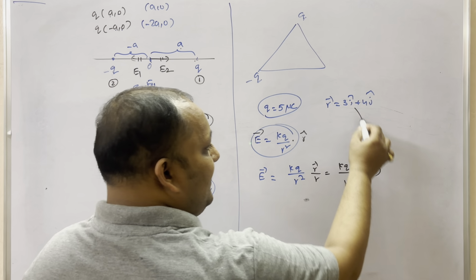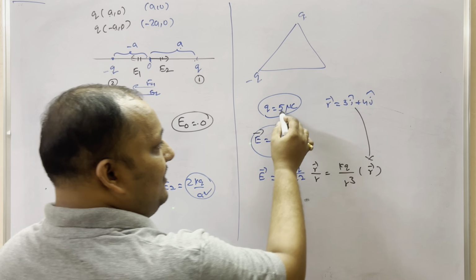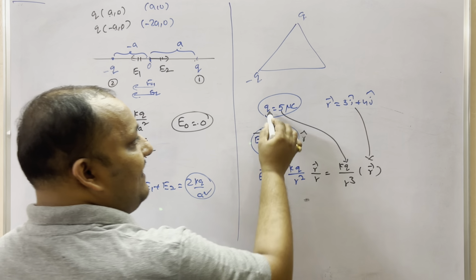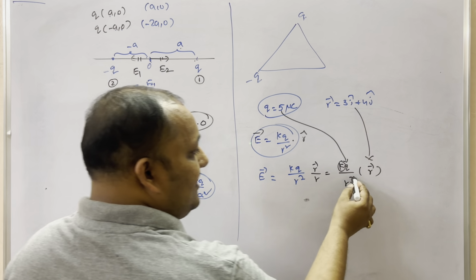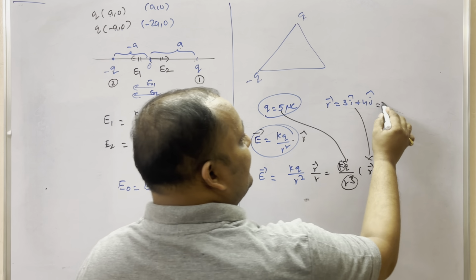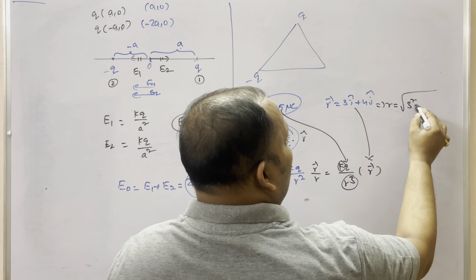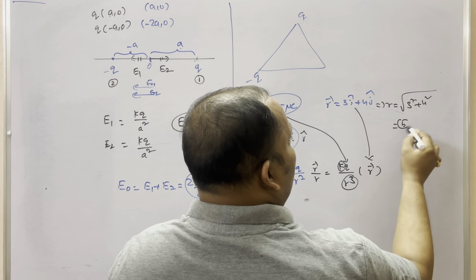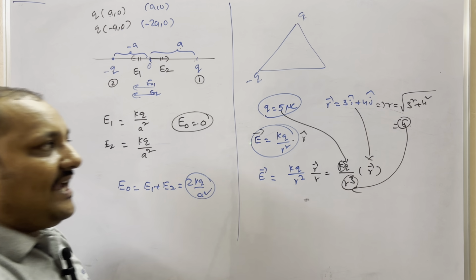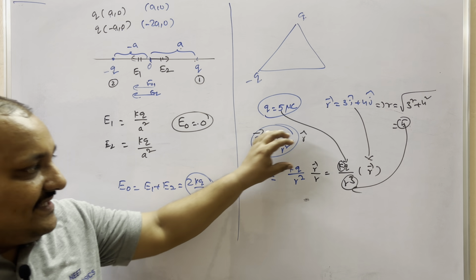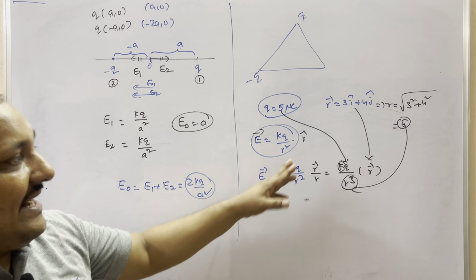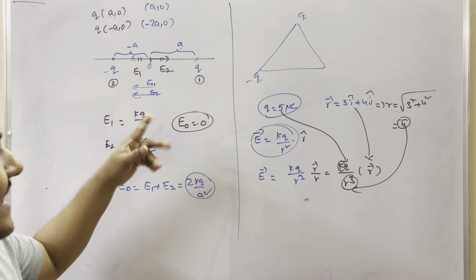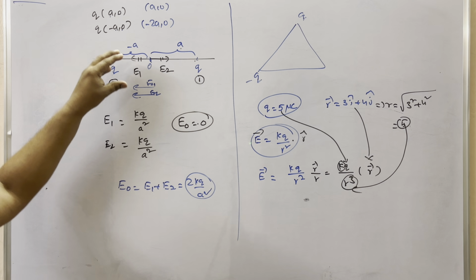What is r bar? This one. Q value 5 microcoulombs, K value 9 into 10 power 9. Now, what is small r? Magnitude of this. What is the magnitude of this? Root 3 square plus 4 square, 5. So you can substitute 5 and calculate, we are going to get the answer. This is in the form of a vector if options are available. If it is magnitude, directly we can substitute the magnitude. So this is one of the different ways.